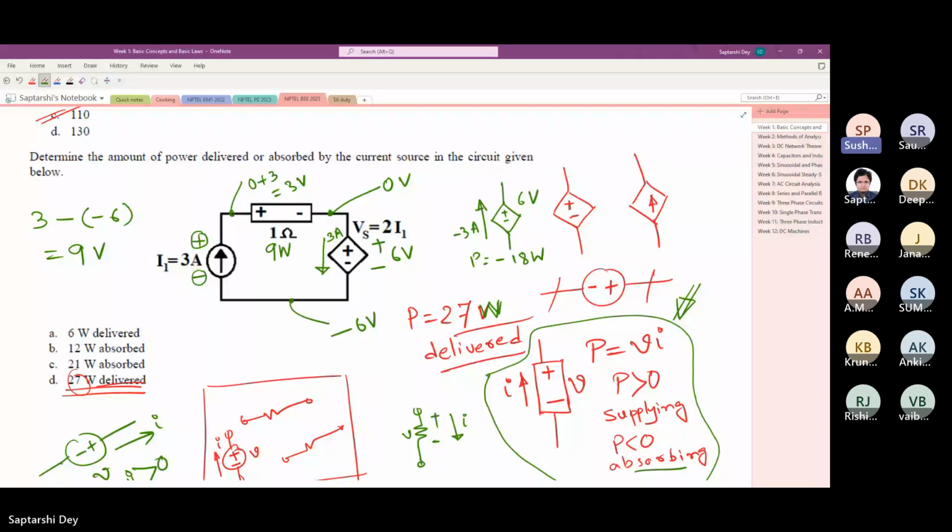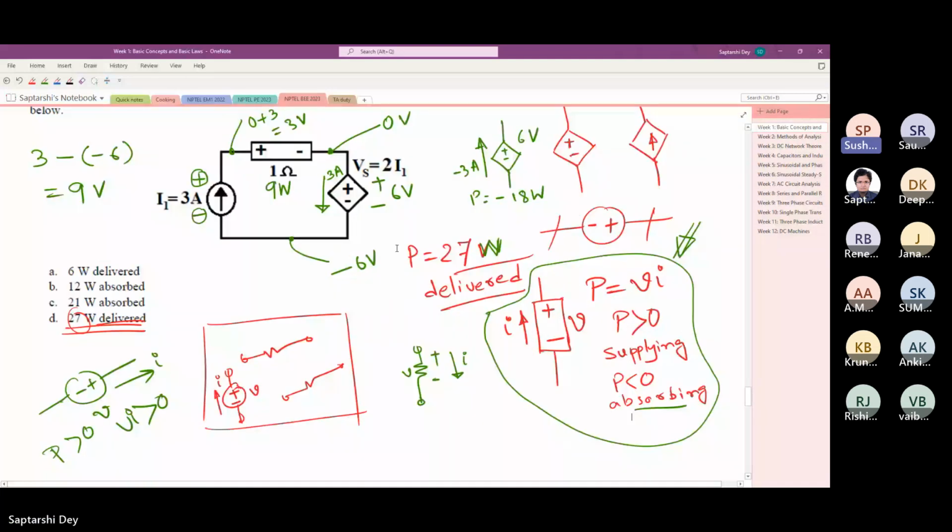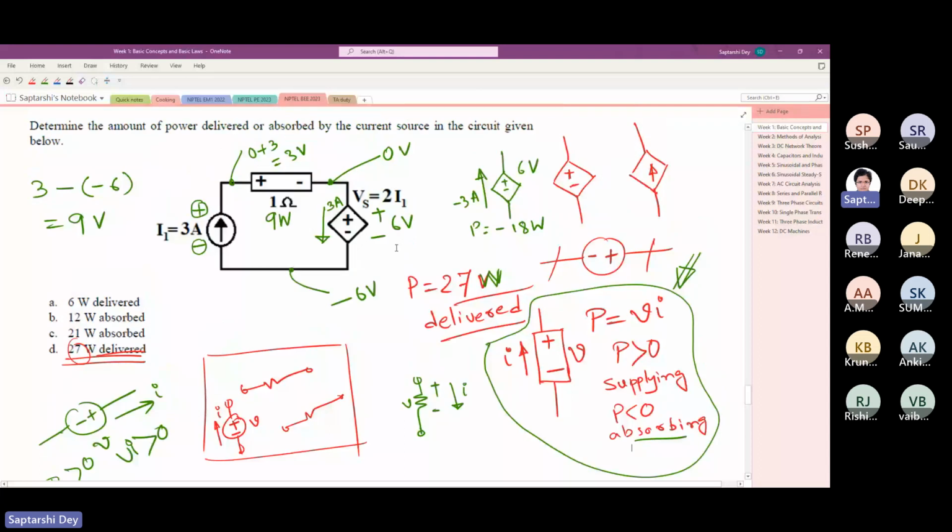Cool. It's 18 watts, sir, and the current is flowing from positive terminal to negative terminal. Since it is positive, it will be absorbing power. Yes. Since current is entering the positive terminal, it's absorbing power. Okay, sir.